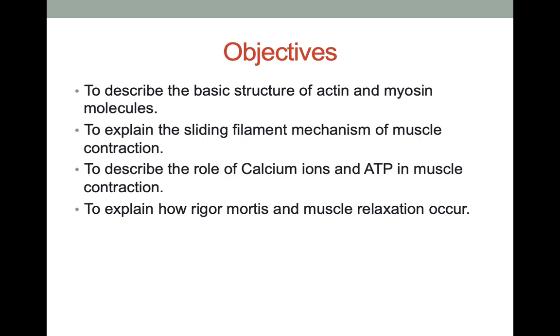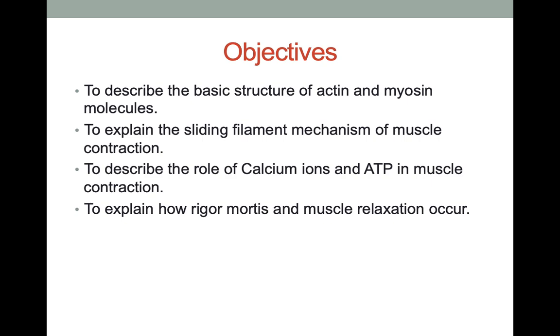So just to review, we wanted to describe the basic structure of actin and myosin molecules, and I think we were pretty successful in that, to understand what goes on when muscles contract. We talked about the sliding filament mechanism, how the actin molecules walk up and down the myosin filaments as the power strokes occur. We described the role of calcium and ATP molecules in contraction.